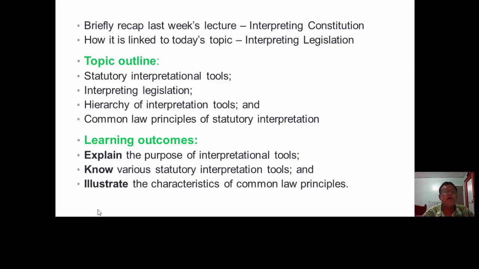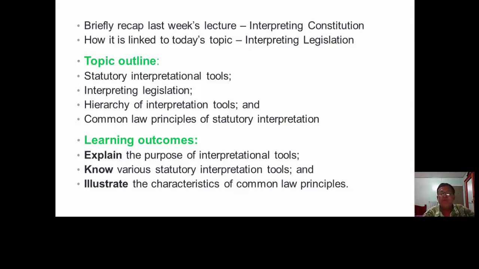Lecture outline. Briefly recap last week's lecture. Last week, if you remember, we looked at interpreting the Constitution, and in particular, we looked at two rules of interpreting the Constitution. The first rule was the context rule, and the second rule, the purpose rule. In the context rule, we looked at the entire context of the Constitution, the purpose, and in fact, the reason why the Constitution was brought into force, and the intention of the Constitution.